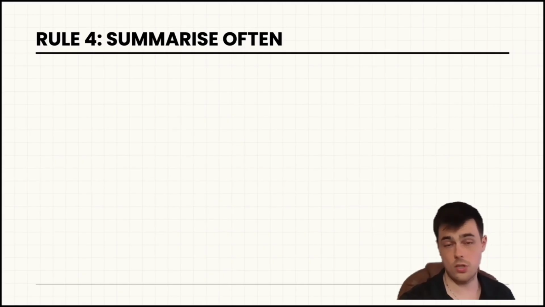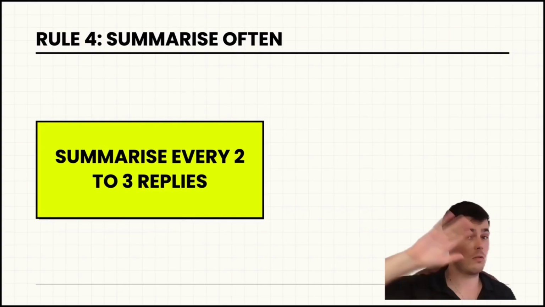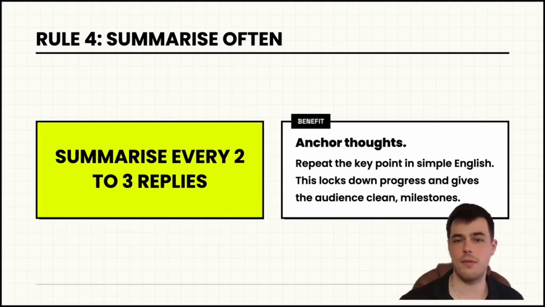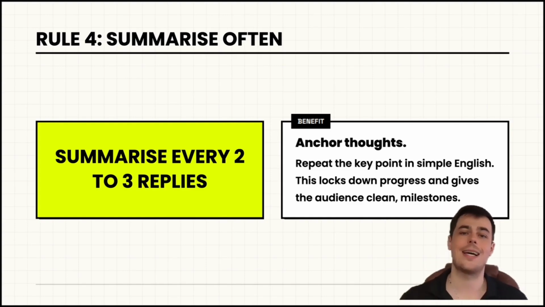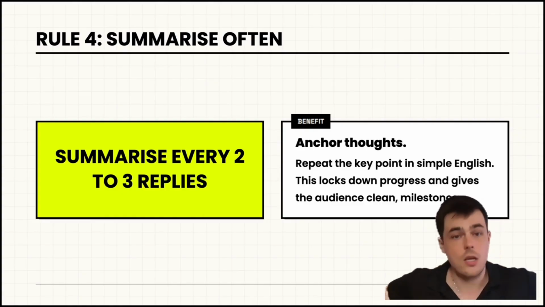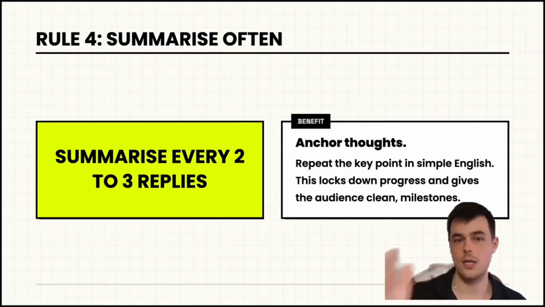Rule number 4 is to summarize often. So summarize every 2 to 3 replies. Anchor thoughts. This is the benefit. Repeat the key point in simple English or whatever language it is. This locks down progress and gives the audience clean milestones. Something to refer back to. If they said something and went on for 5 minutes, just summarize it in a paragraph, in a couple of sentences. That's okay. We just want to ensure everyone is following.